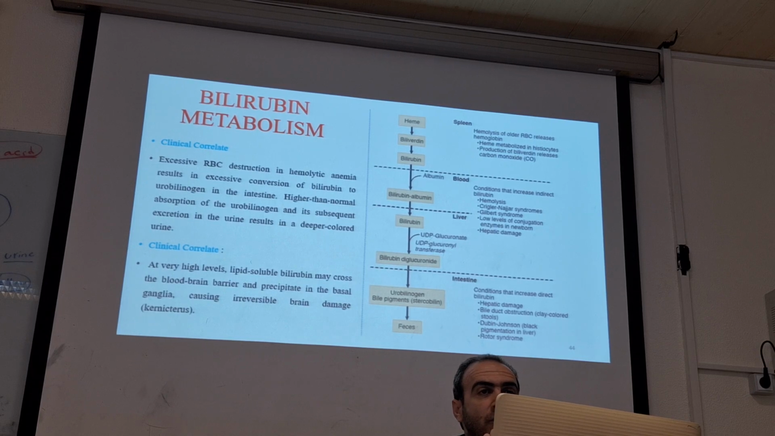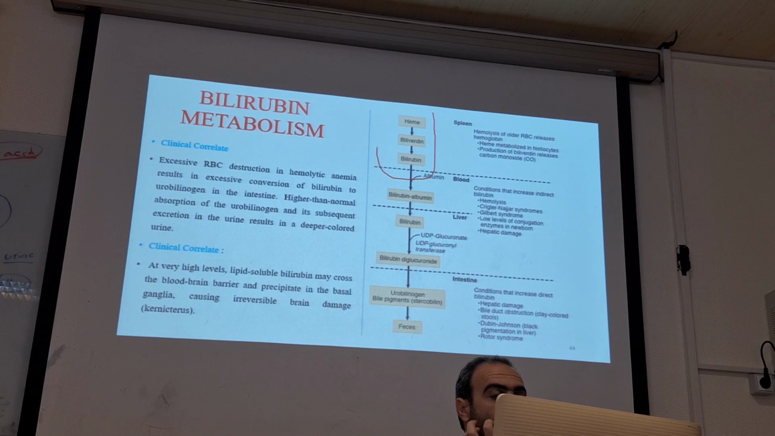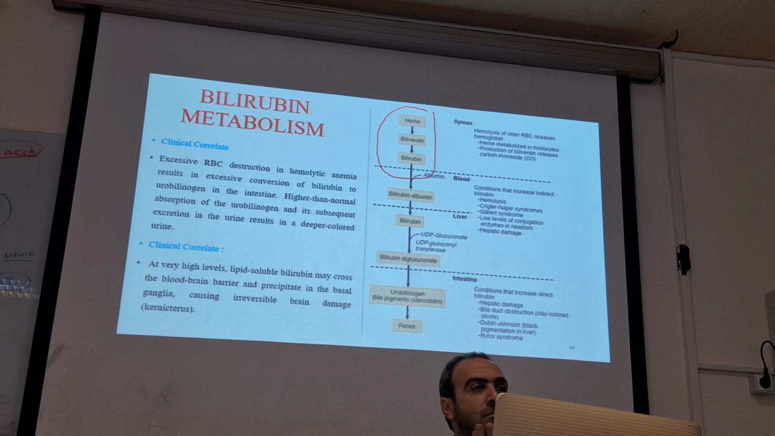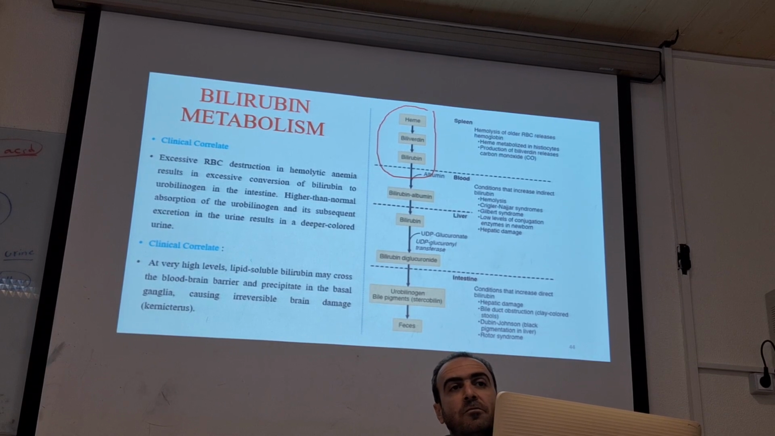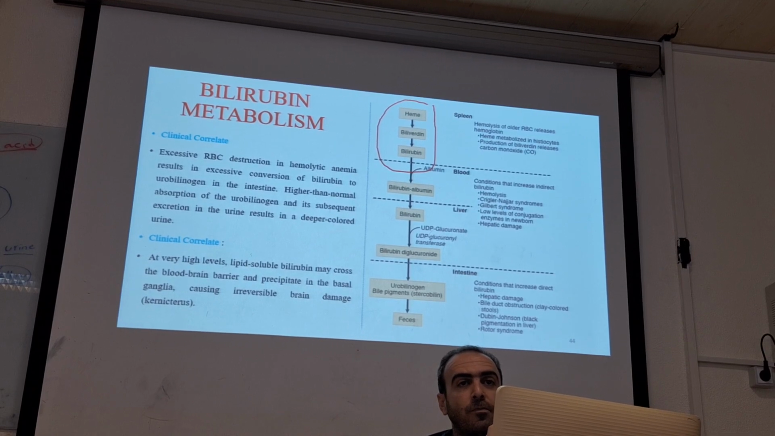All those reasons that lead to increased hemoglobin degradation, RBC degradation, are known as prehepatic jaundice. Like bleeding, different kinds of anemia, or G6PD deficiency, and so on.